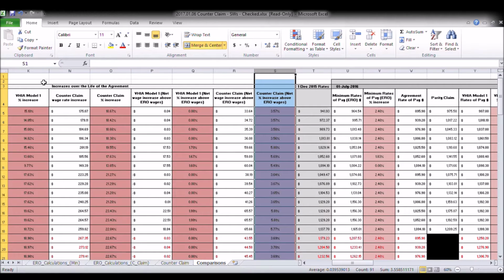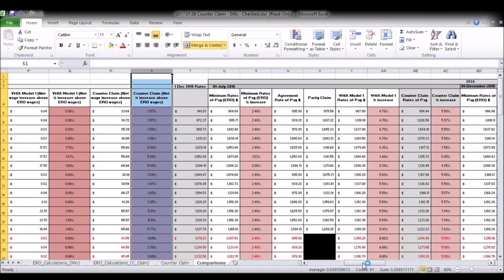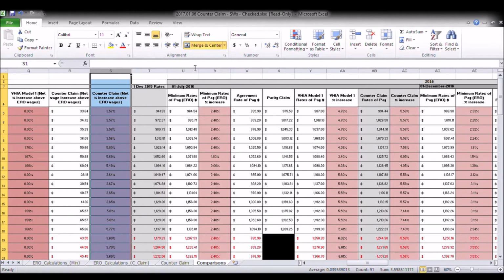In addition to the increases over the life of the agreement, which we've just gone through, it does have sections of the rates and percentage increases in July and December of each year. For example, July, what the minimum rates are. Then we have what the agreement rates are, the original ASU parity claim, what the VHIA Model 1 claim is, and then the percentage increase.